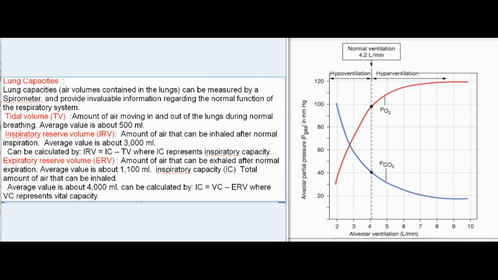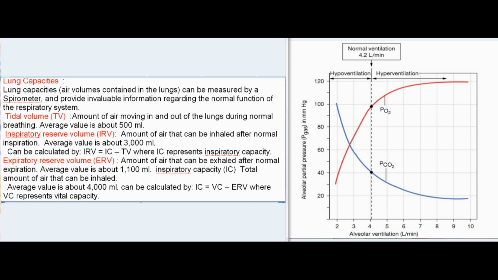Tidal volume, TV, the amount of air moving in and out of the lungs during normal breathing. Average value is about 500 ml. Inspiratory reserve volume, IRV, the amount of air that can be inhaled after normal inspiration. Average value is about 3000 ml. It can be calculated by IRV equals IC minus TV, where IC represents inspiratory capacity.